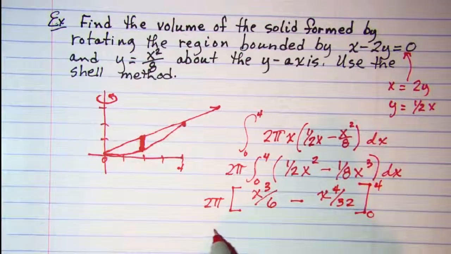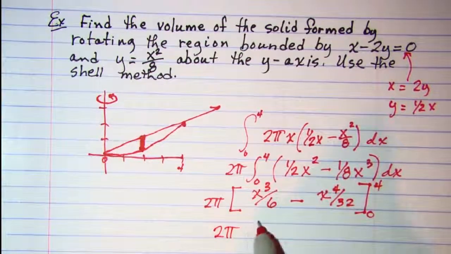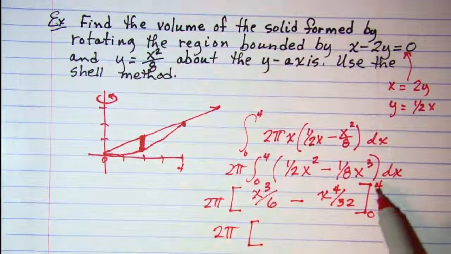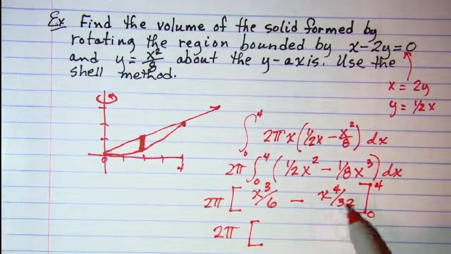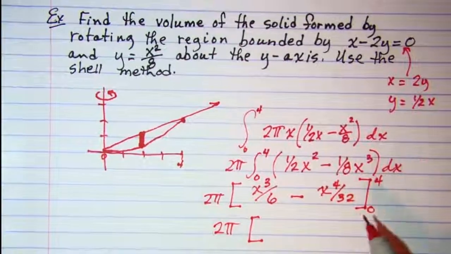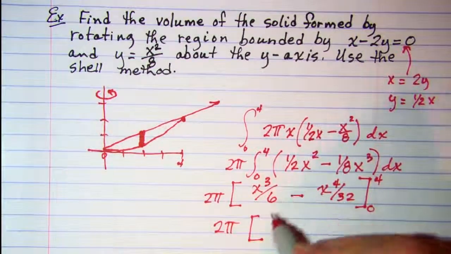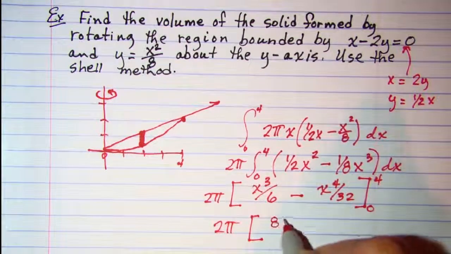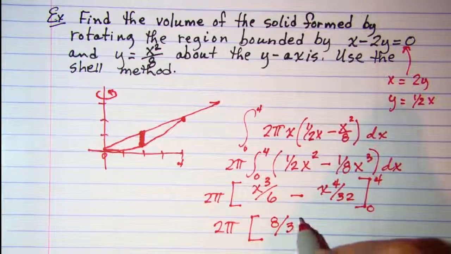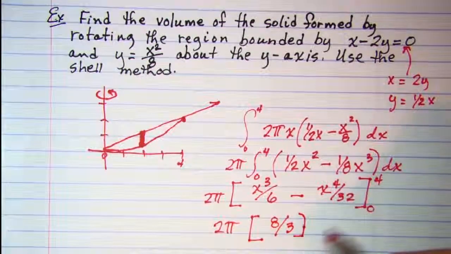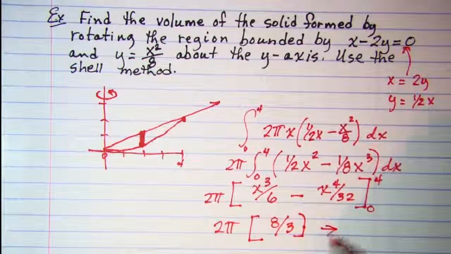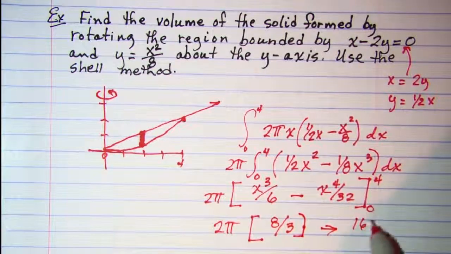and then we have 2 pi. When we do the math, put the 4 in first, and do the math, and then subtract from that what we get when we put the 0 in. We'll get 8/3. So this is 16 pi over 3.